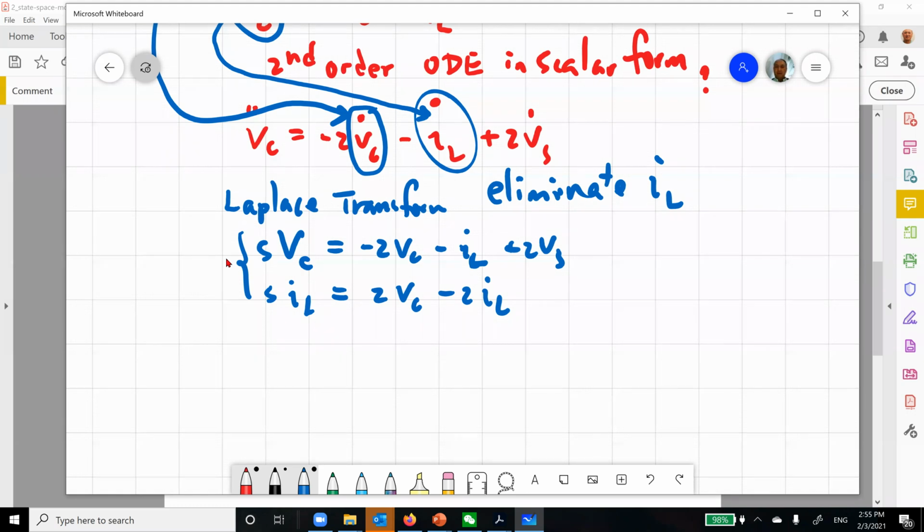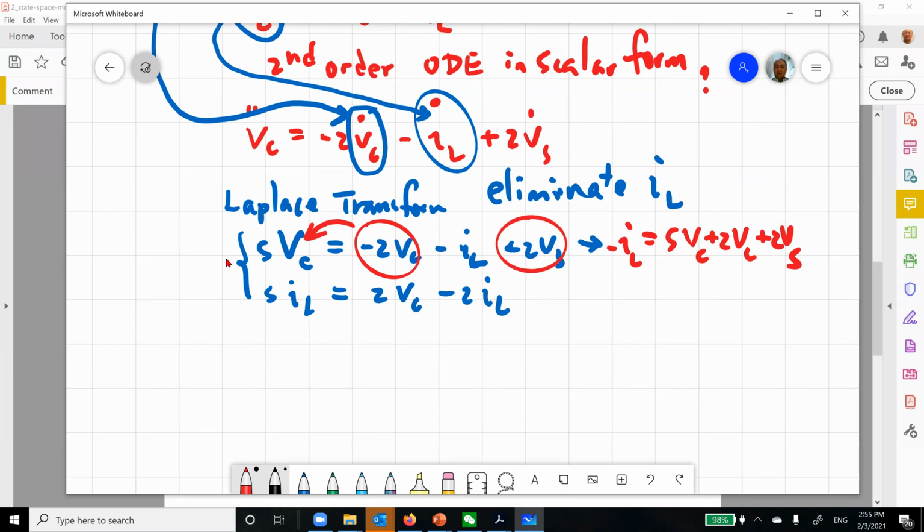So you have an IL, you can do it this way. From here we are going to get IL. Put everything together: SVC plus 2VC plus 2VS, and it's minus IL. Move this term to this side, so you end up with this alone. So you have this one and you have this one. Then you put this one in.